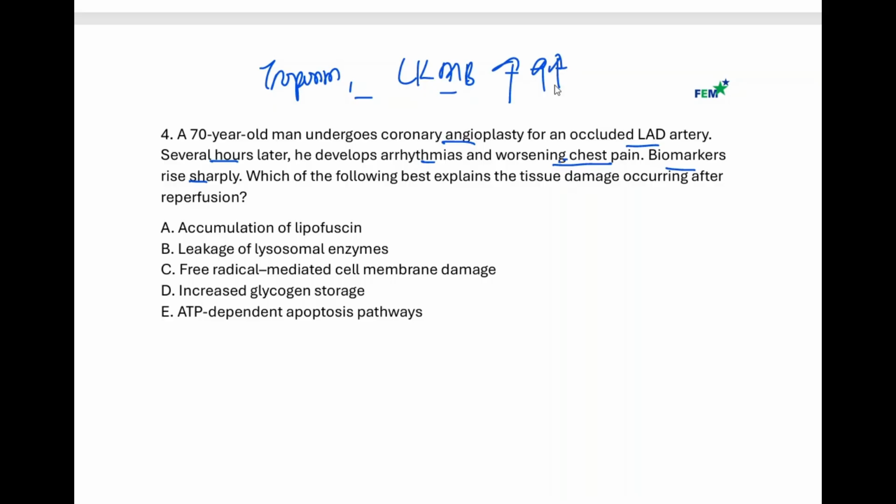So this patient is probably undergoing reperfusion injury. After you open up the blood clot, after you relieve the obstruction, the xanthine oxidase starts producing a lot of superoxide free radicals from the oxygen that is coming in. And so the best answer here will be, very good, free radical-mediated cell membrane damage. Don't forget to watch that video on free radicals. You're going to understand all this jargon that I'm speaking.